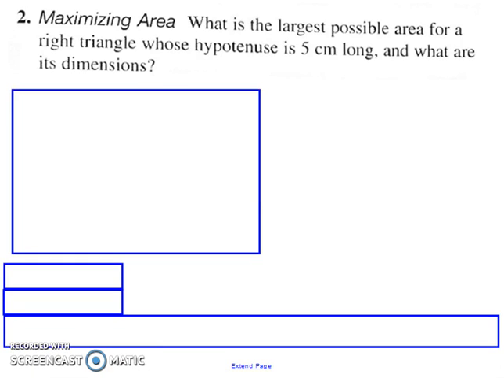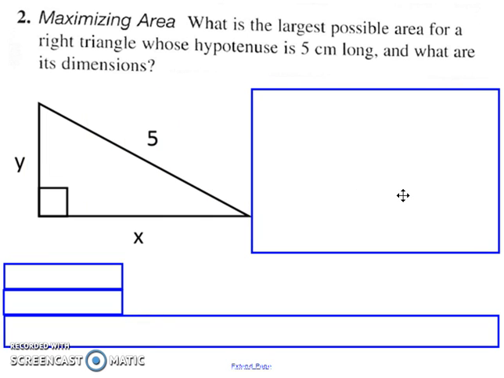This is going to be an example optimization problem. Specifically, we're trying to maximize something in this problem. We're asked to find the largest possible area for a right triangle whose hypotenuse is 5 centimeters long, and we are also asked for the dimensions. The first thing we should do is draw a picture, and so that's what I've done.